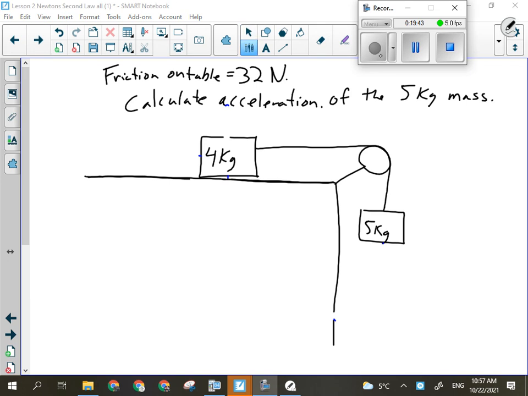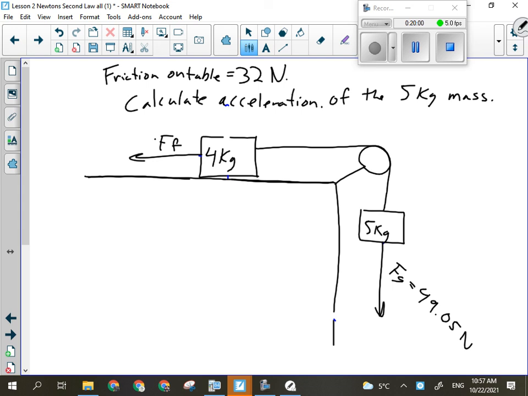So, the forces acting in this system are friction and gravity. Alright, so this is going to be 49.05 newtons. That's 32 newtons because that was given to us in the question. Okay? Are there any other forces?